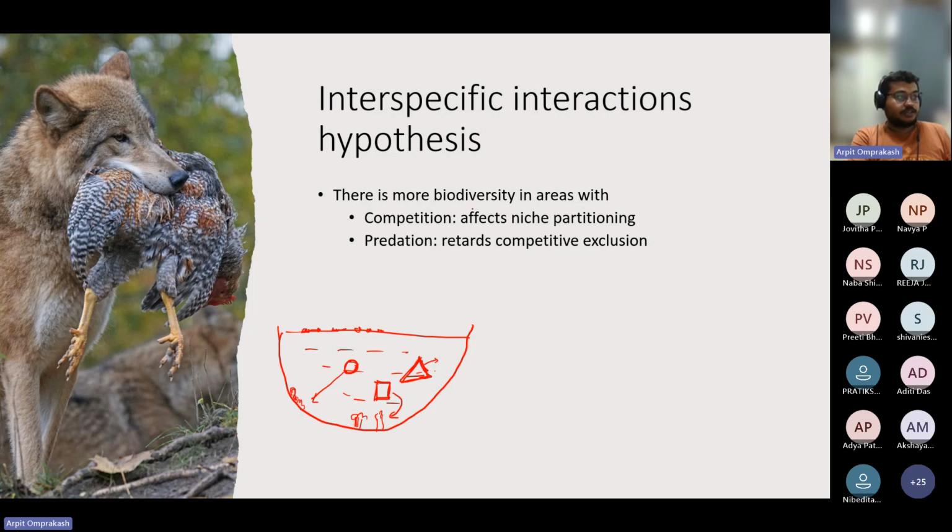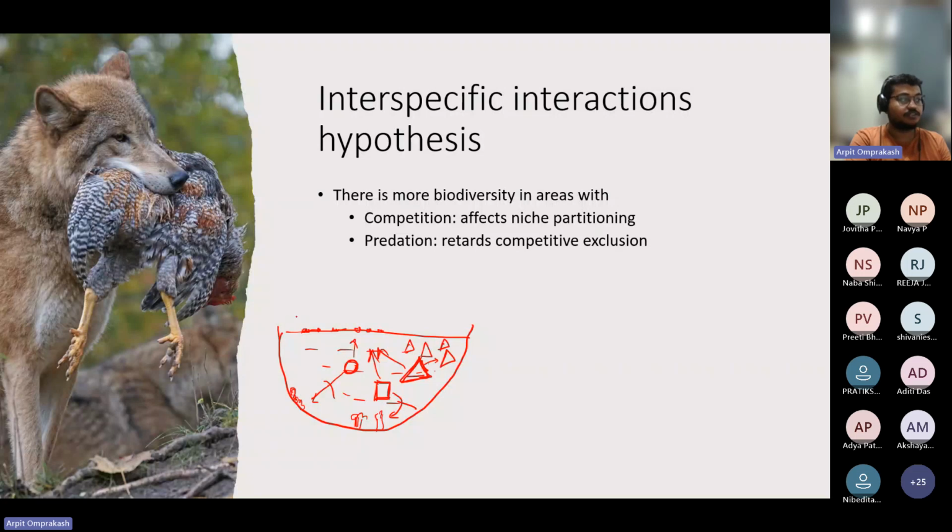The other thing that this hypothesis states is that predation can also increase biodiversity by retarding competitive exclusion, by reducing the effect of competition. So let's say now there's no niche partitioning. These fishes are still eating the algae, all of these different species are trying to eat the algae. Let's say this is the better forager, the species that can eat more algae and faster, so it reproduces and produces more individuals.